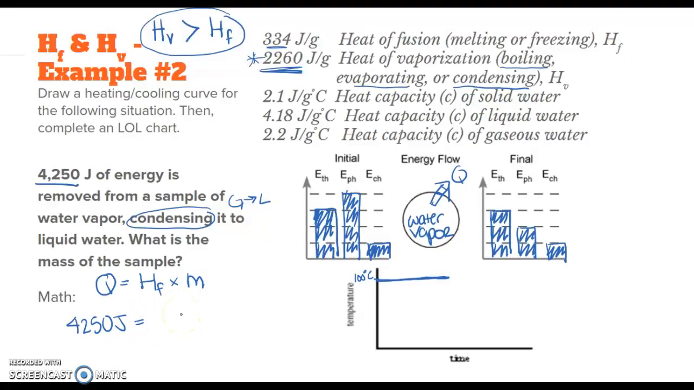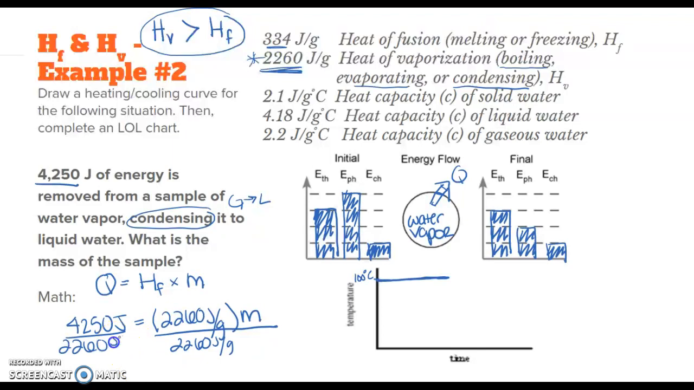We also have a table or a list of important values, heat of vaporization being one of them. So 2,260 joules for every gram of water vapor you have, times the unknown mass. So if we know the amount of energy it took, and we know how much energy it takes per gram, we can solve for the mass by dividing on both sides to get the mass by itself.